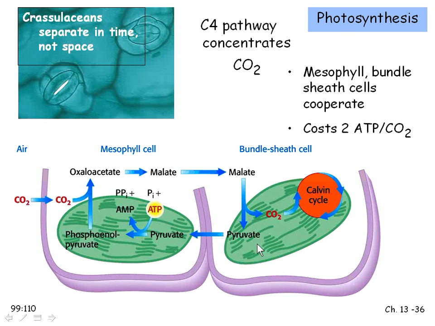And so the bundle sheath cells are hardly exposed to the atmosphere at all. They're going to get their carbon dioxide through this process, but they're not exposed to the oxygen significantly. And so they have much lower rates of photorespiration. Since photorespiration also costs energy, it's not quite as expensive as it might look.